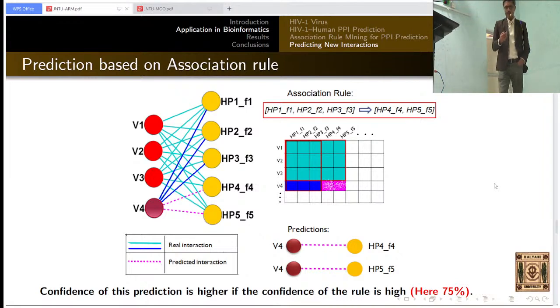So this way, from each extracted rule, we predict a set of interactions between the viral proteins and the possible human proteins. And the confidence or probability of the prediction will be 75%, which is equal to the confidence of the corresponding rule.